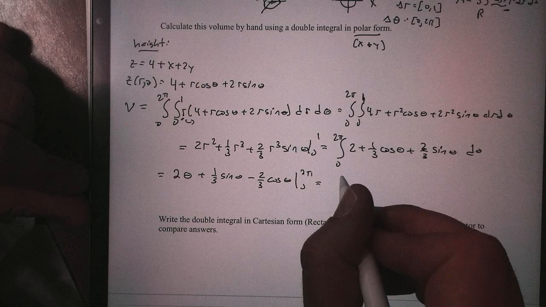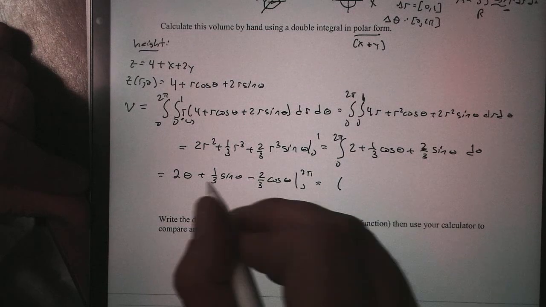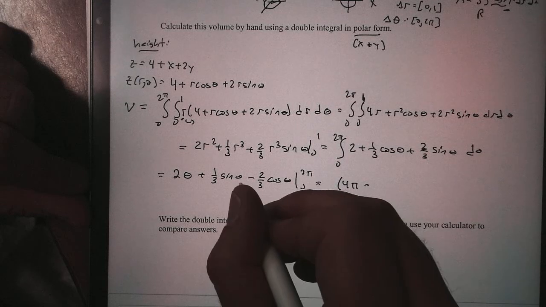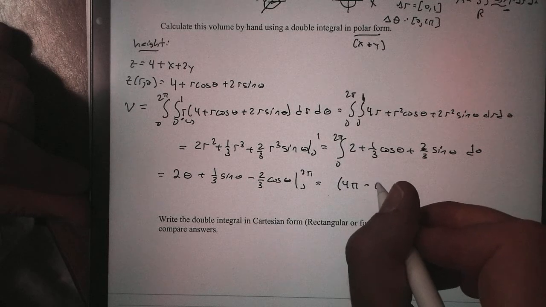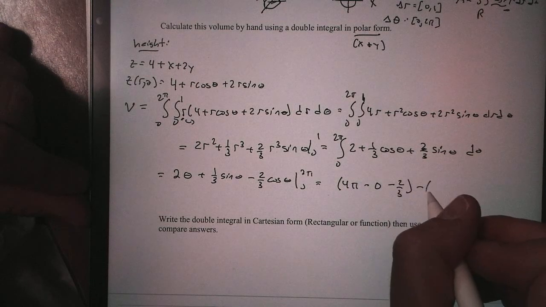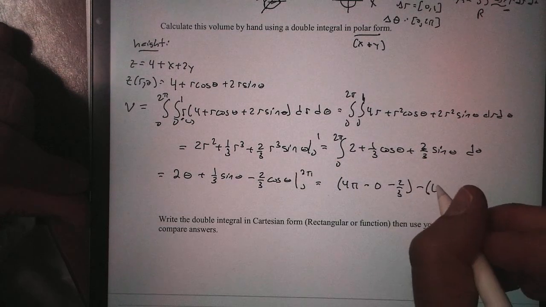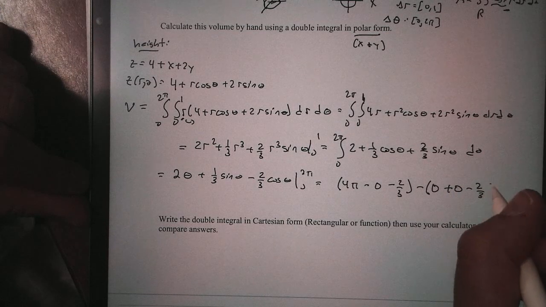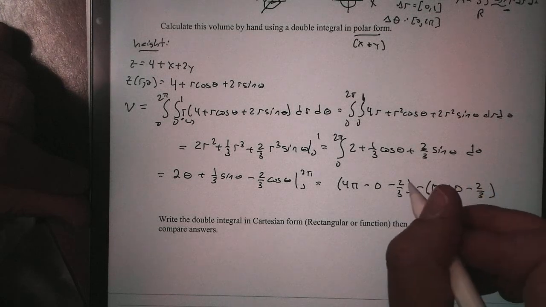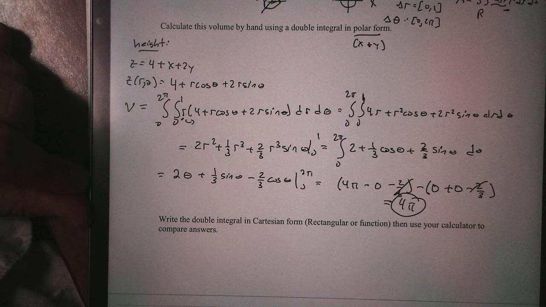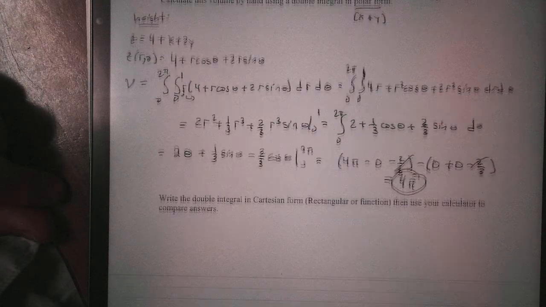If we plug in 2 pi for theta, that gives us 4 pi plus 1/3 times the sine of 2 pi, which is 0, minus 2/3 times the cosine, which is 1, so minus 2/3. Plug in the 0, and that's 0 plus 0, then minus 2/3 from plugging in 0 here. Those 2/3 cancel, and we're left with 4 pi. How fun is that? All right, now last one.